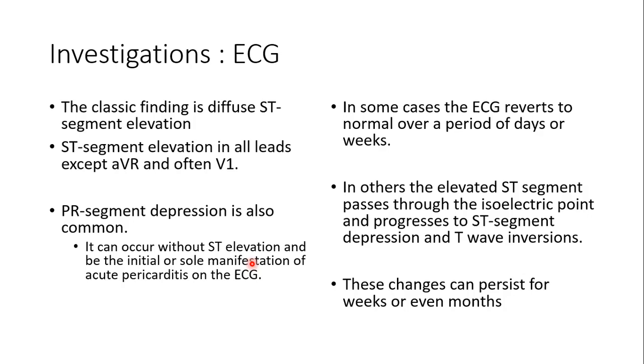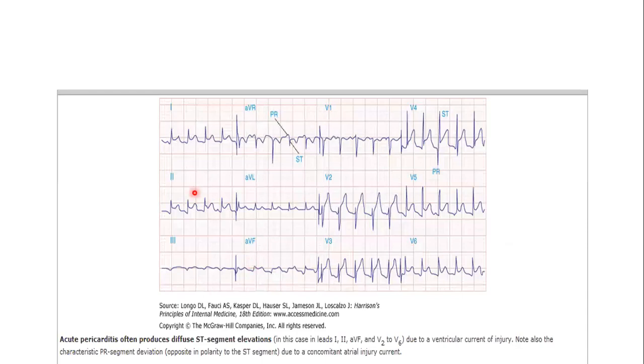In some cases, the ECG findings revert to normal over a period of days to weeks. In others, the elevated ST segment passes through the isoelectric point and then progresses to ST segment depression and T-wave inversion. In a number of people, these changes may persist for weeks or months. This ECG shows a patient with ST segment elevation and PR segment depression. In AVR, it is rather the opposite: the PR segment is elevated and the ST segment is depressed. And looking at V2 to V6 or thereabout, there's ST segment elevation there.